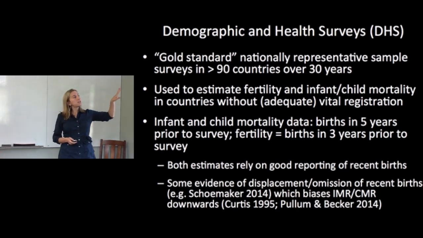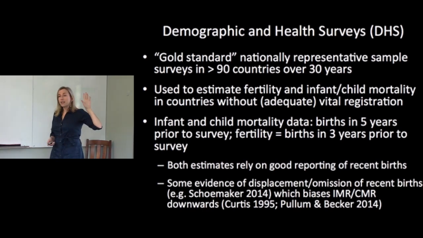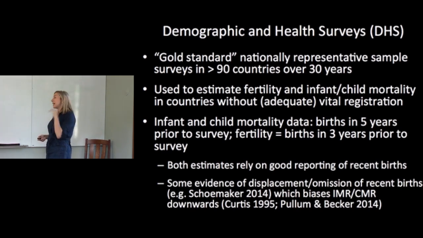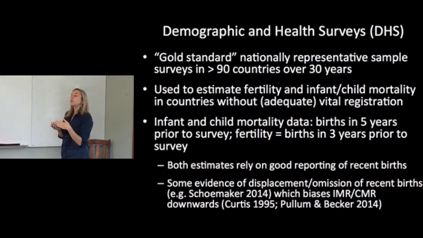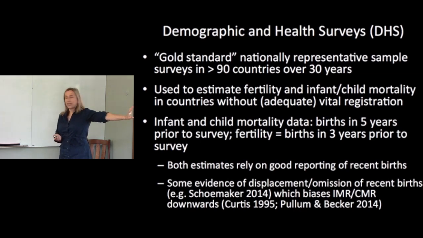Data from these surveys are used to estimate the fertility and infant and child mortality rates in the majority of low and middle income countries around the world. Any country that doesn't have a great vital registration system relies primarily on the DHS usually. Now the denominator for infant and child mortality rates is births that occurred in the 5 years before the survey, and for fertility rates, the numerator is births that occurred in the 3 years prior to the survey. So we know that good reporting of recent births is really important.